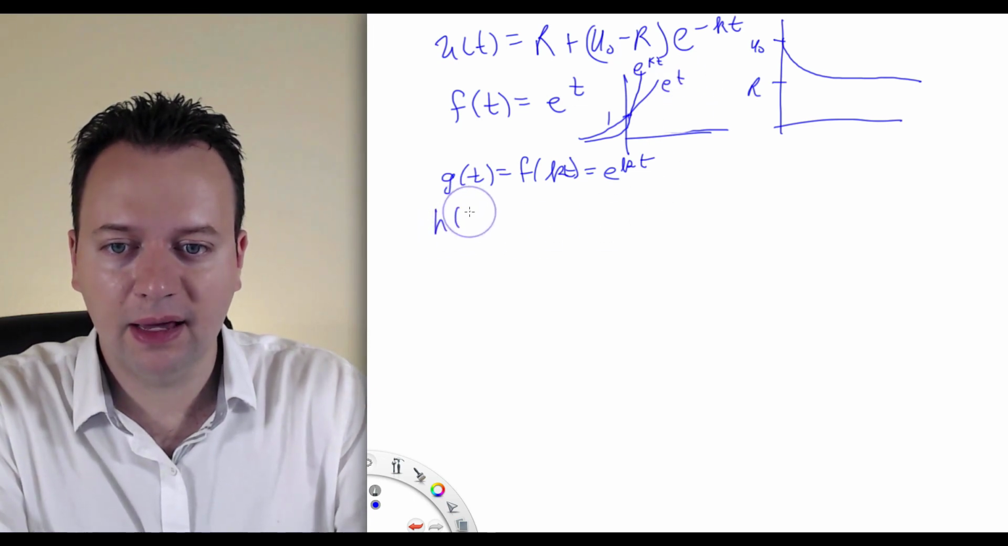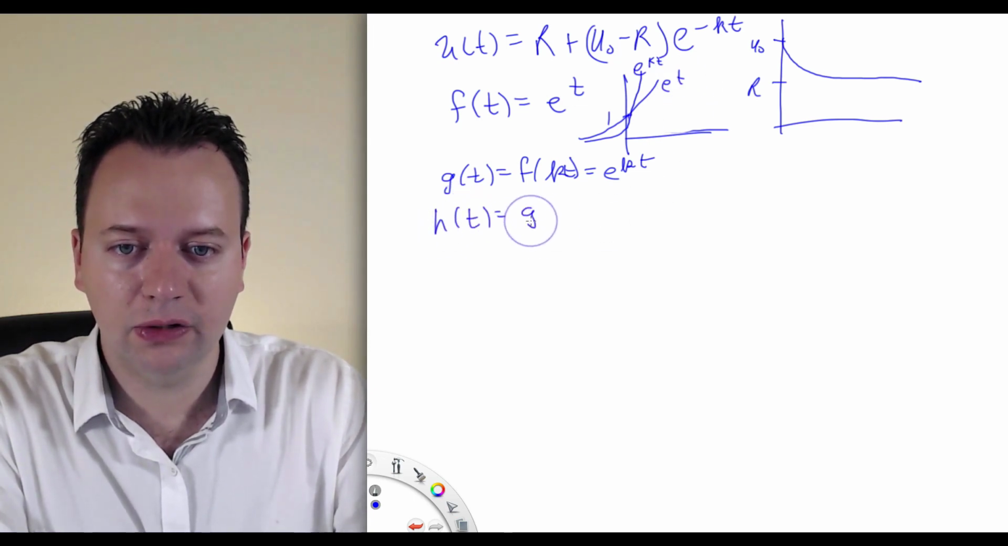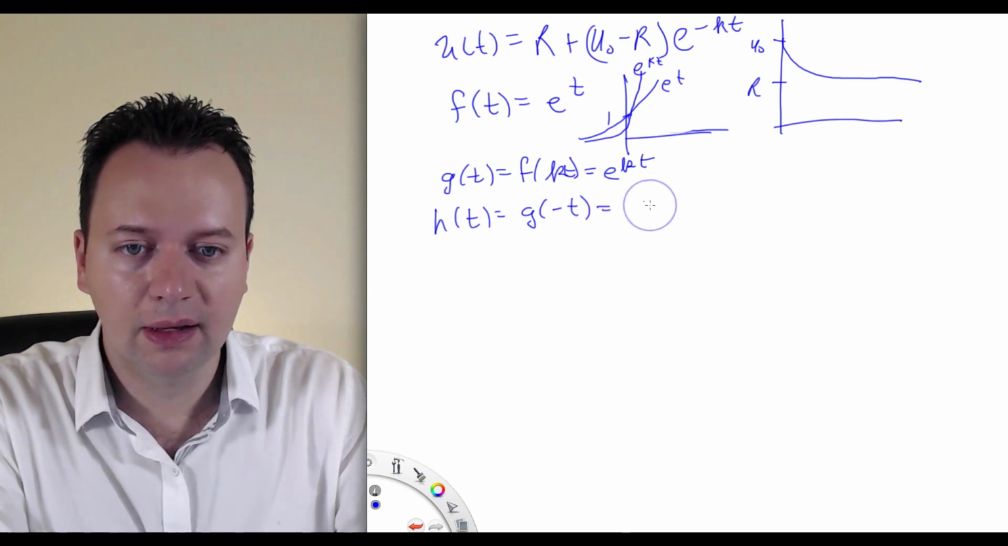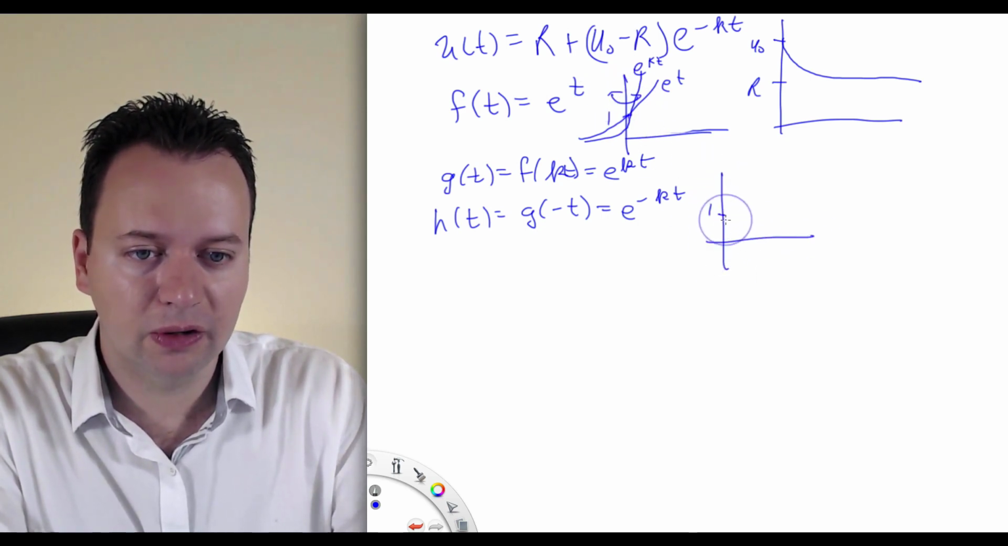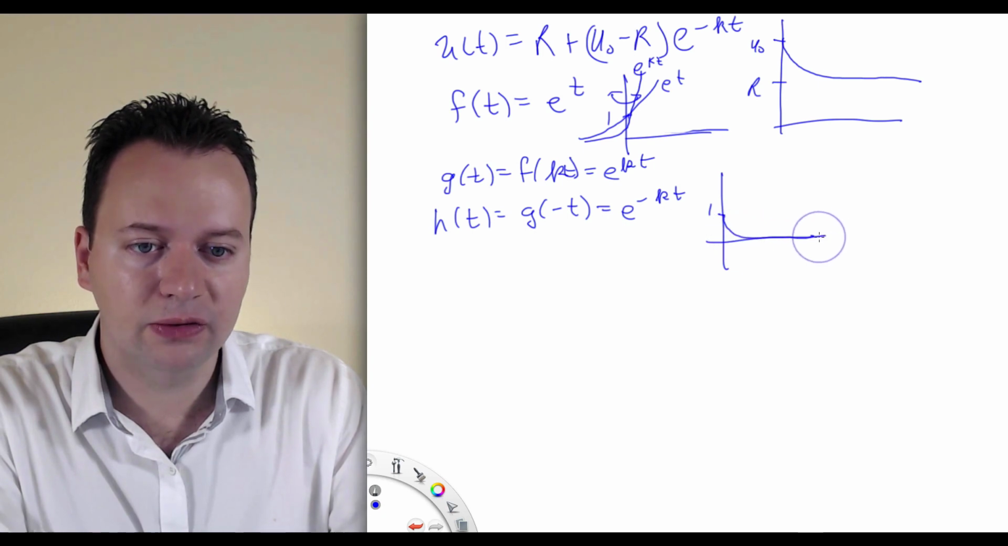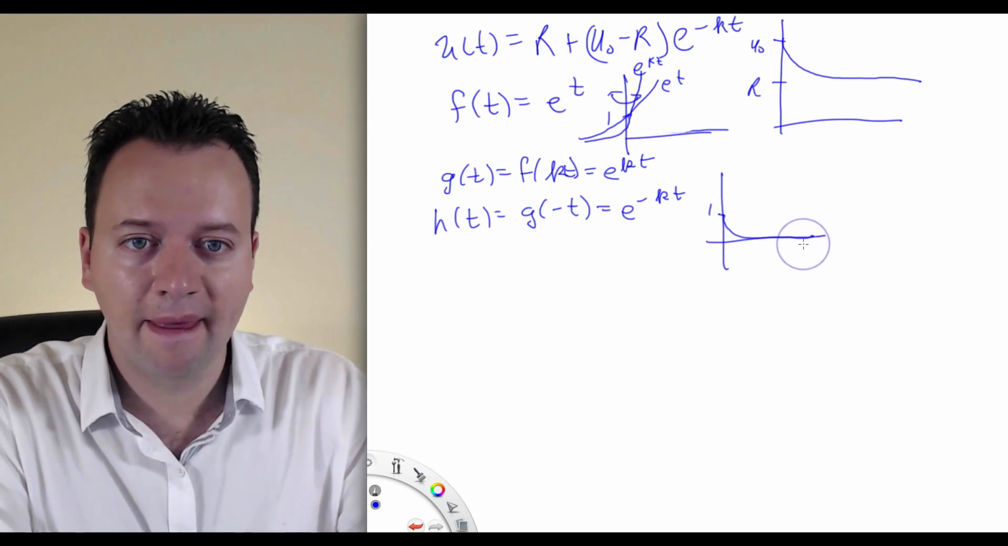So next we can say h of t is equal to g of minus t. So in other words, it's e to the minus kt. So that is our horizontal reflection. So now we get something that starts at 1 and it decays with the appropriate rate.